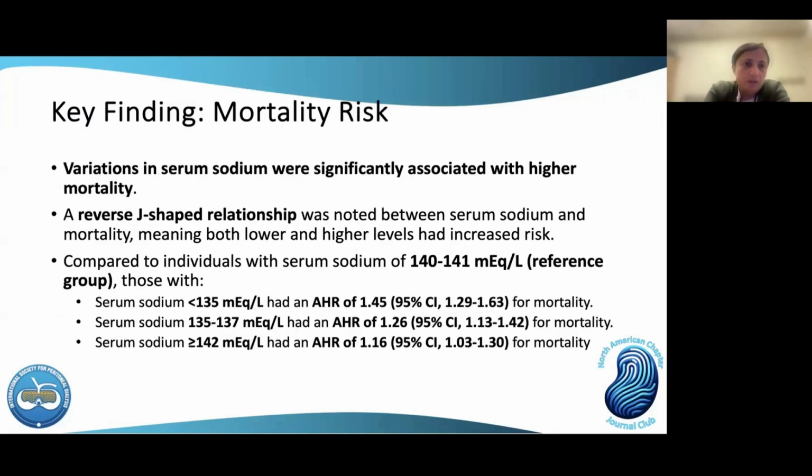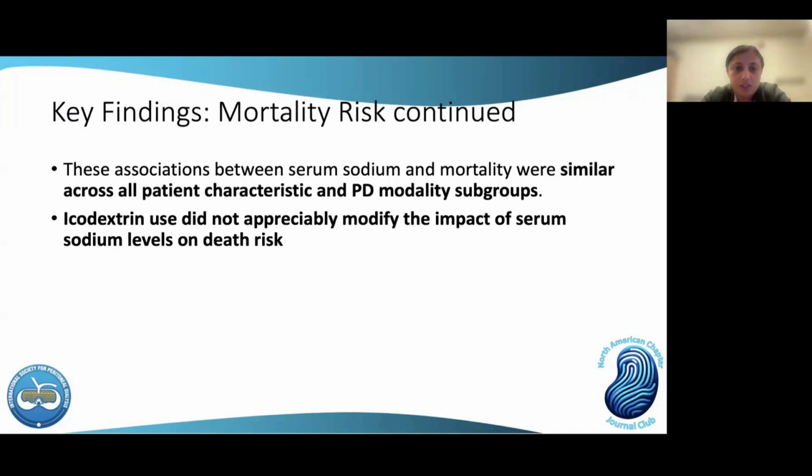So key findings regarding mortality risk. Variation in serum sodium was associated with higher mortality. There was a good reverse J-shaped relationship found between serum sodium and mortality, meaning both lower and higher levels were associated with increased risk. These associations were similar across all patient characteristics and PD modality subgroups. And icodextrin use did not modify the impact of serum sodium levels on death risk.